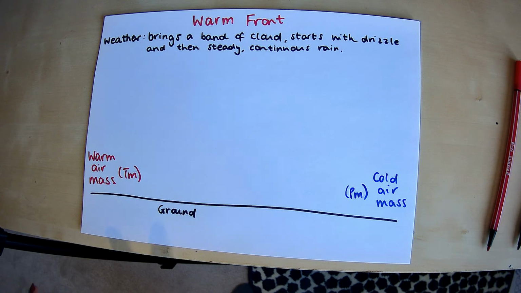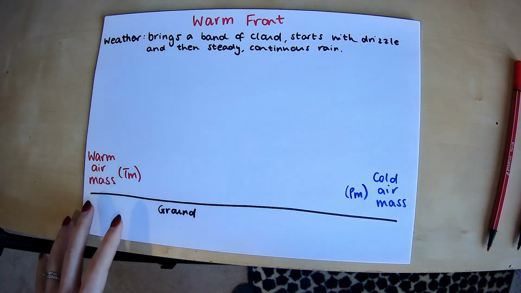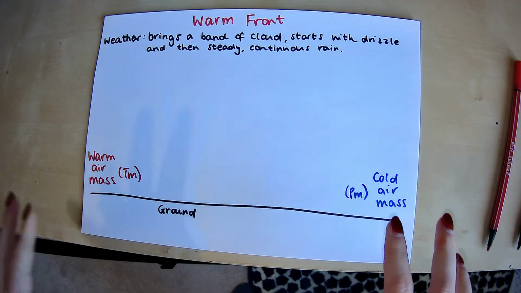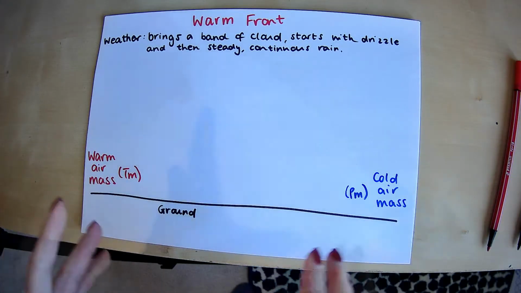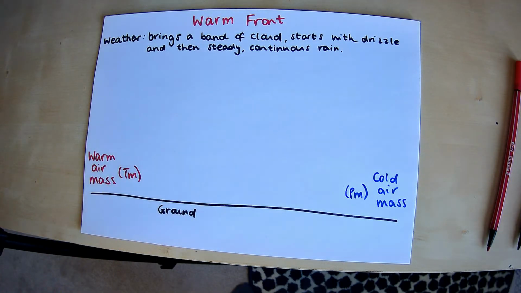Now, these air masses have different temperatures, okay? Warm air mass, cold air mass. And what happens is when these two air masses meet, they don't mix. They have different densities, different properties, and therefore they don't mix together, but they have a strict boundary between them, which is called our front.